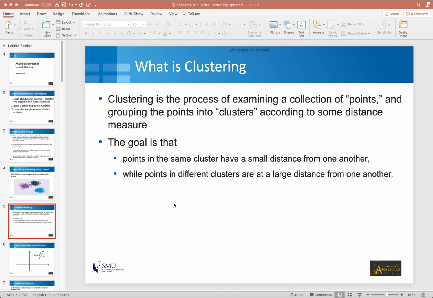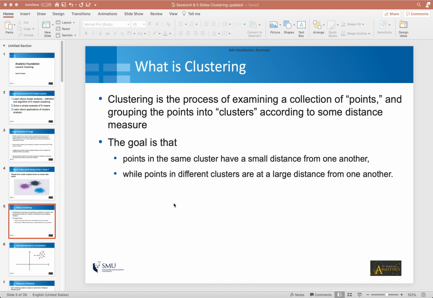So with that in mind, let's see what the goal of clustering is. The goal of clustering is that points in the same cluster have a small distance from one another, while points in different clusters are at a large distance from one another. So we have used a distance measure to assign points to groups. Within a group, the distances between points are low, but when you look at the distance of points in different groups, the distances are higher. That is the goal, and that is the criteria that we will use in assigning observations to clusters.